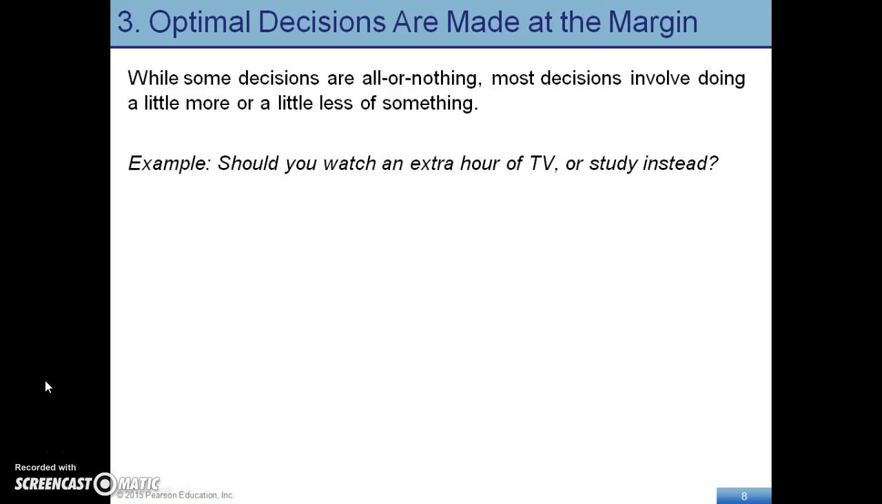Optimal decisions are made at the margin, which means we make our decisions based off of each unit. And the margin looks at additional units, like an additional dollar or an additional hour of studying. That's how we evaluate our decisions.